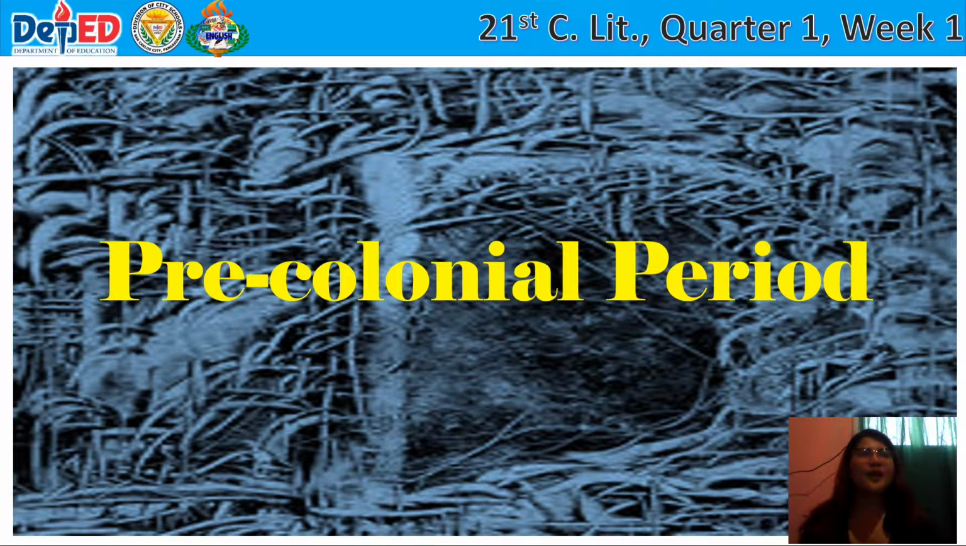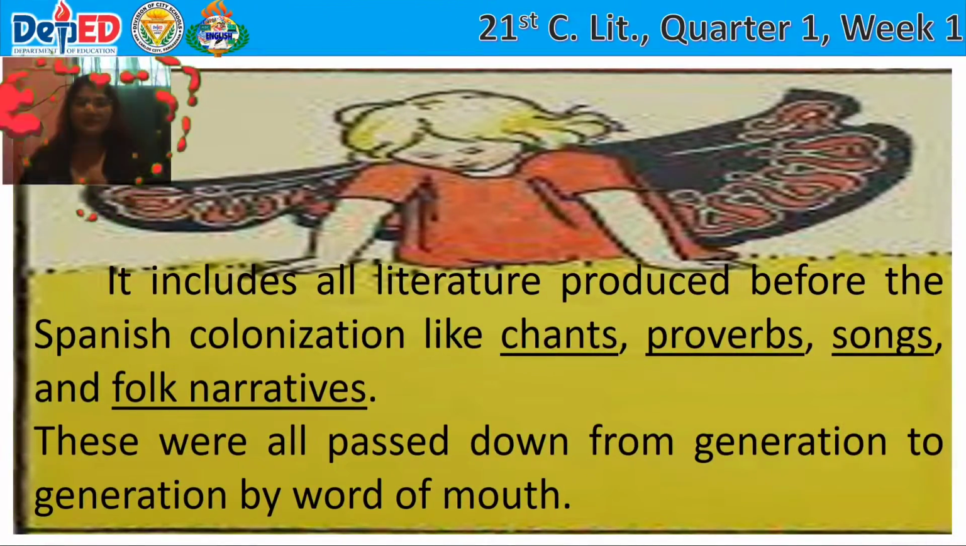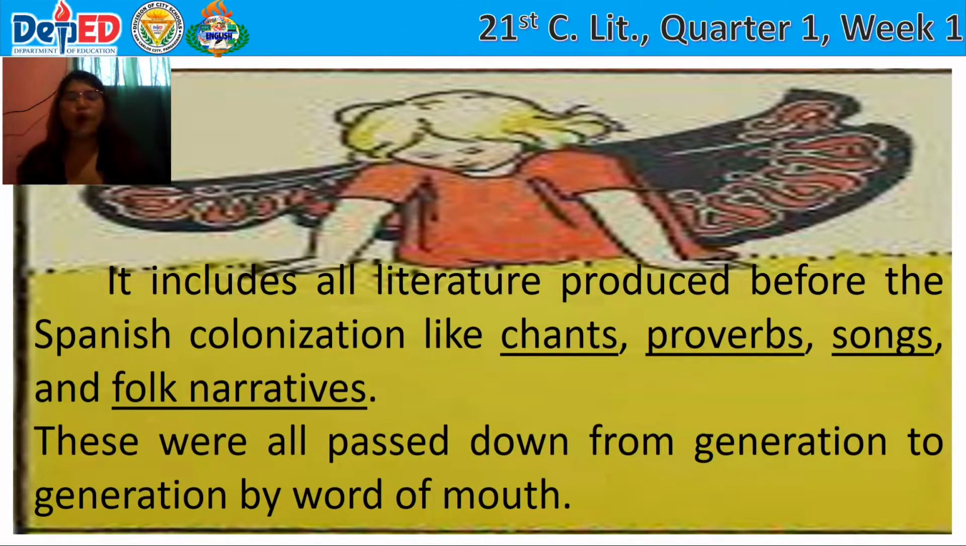Now, let's move on to the historical phase of our lesson. From the pre-colonial period, we will discover the various types and examples of the different literary works that arose in our country before we were colonized by different nationalities. First, it includes all literature produced before Spanish colonization, just like chants, proverbs, songs, and folk narratives. These were all passed down from generation to generation by word of mouth.